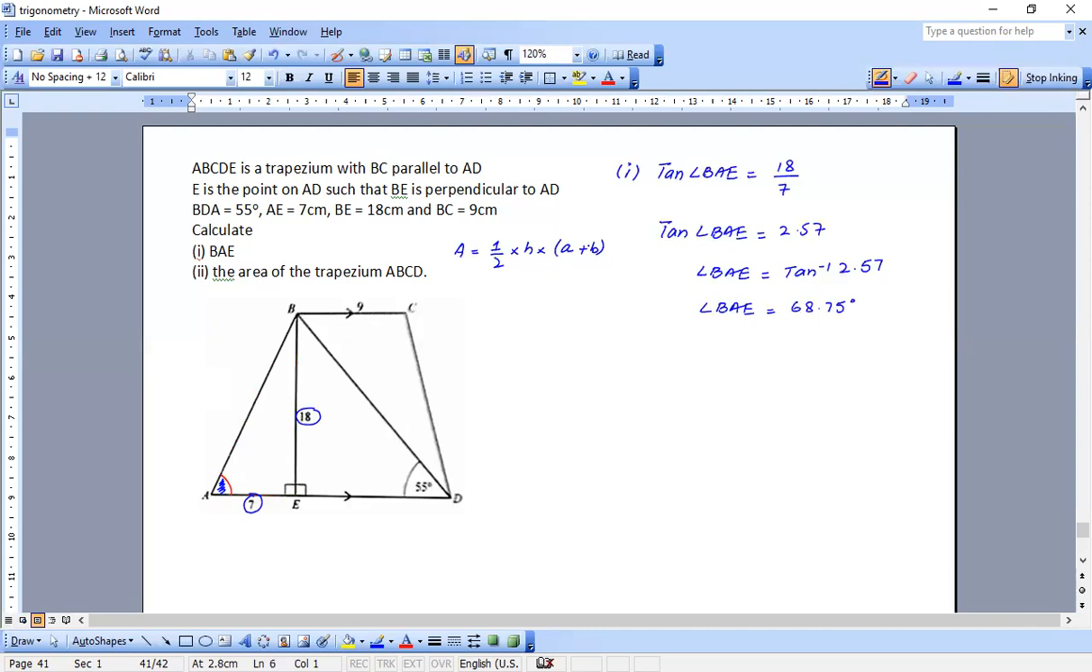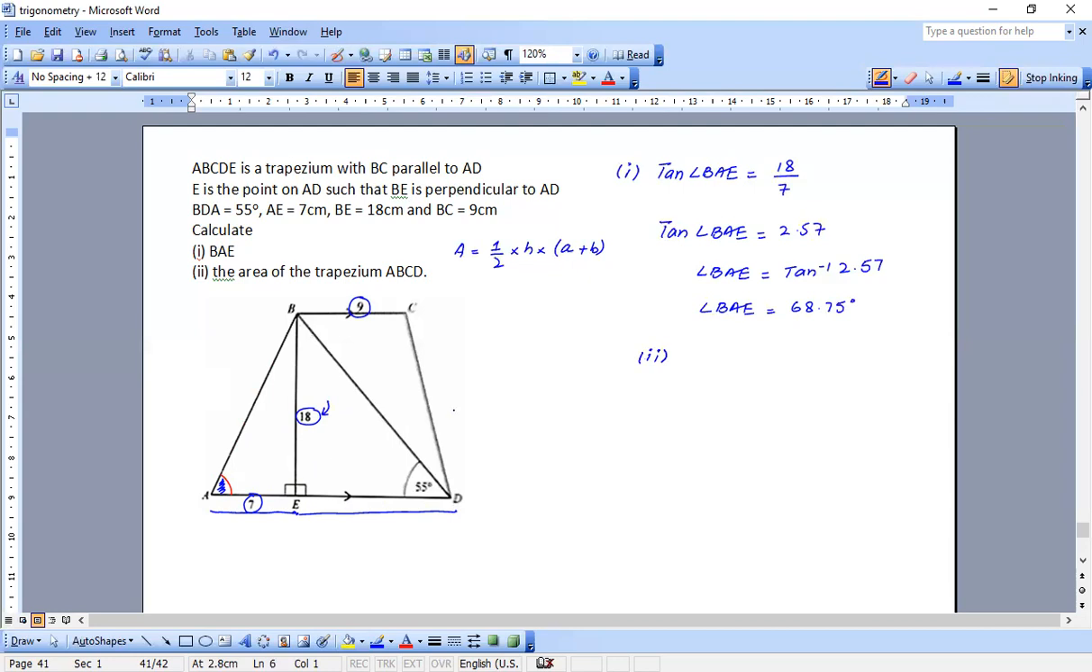So I have the height of the trapezium, which is 18. I have one of the parallel sides, but I do not have the other parallel side. The other parallel side is AD. I do not have AD. I have AE, but I'm missing this part. If I knew ED, I would say that I have the entire length. So before I start finding the area of the trapezium, I'll have to find out the value of ED.